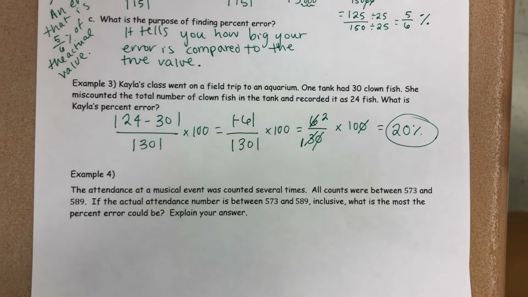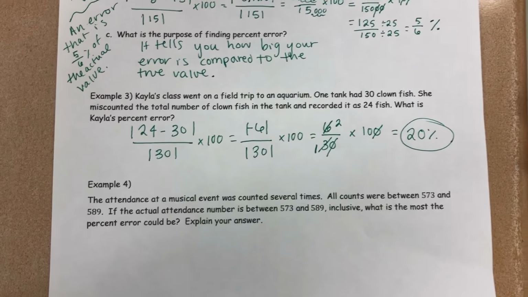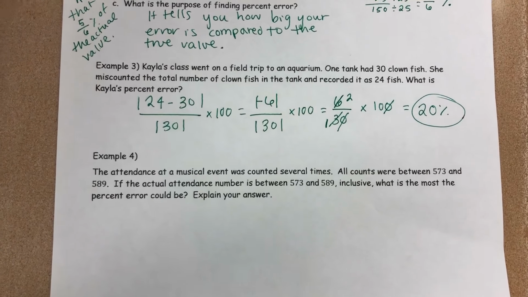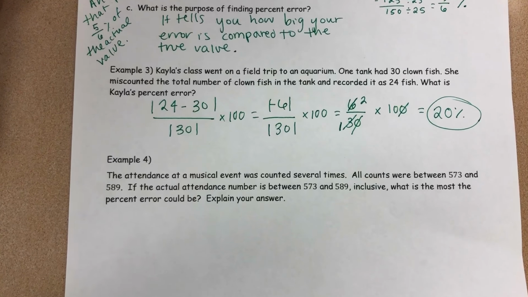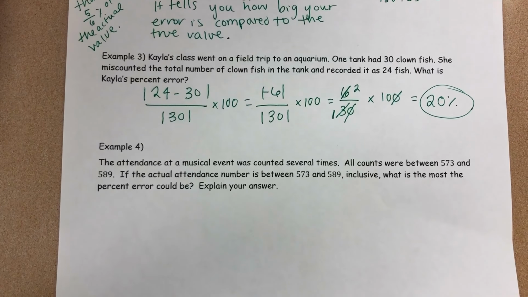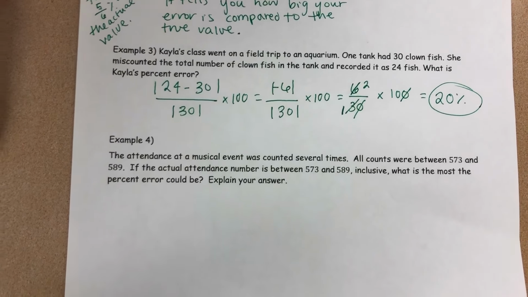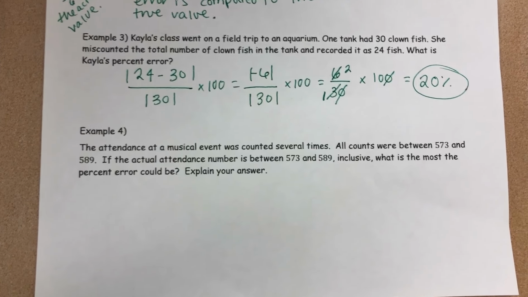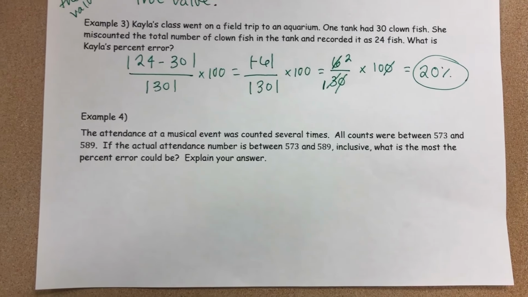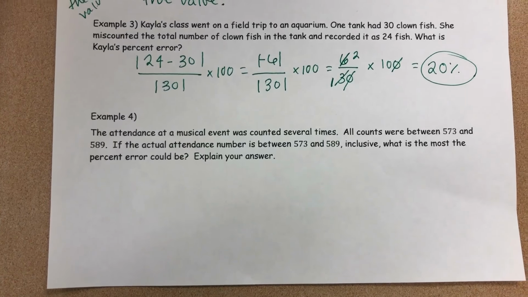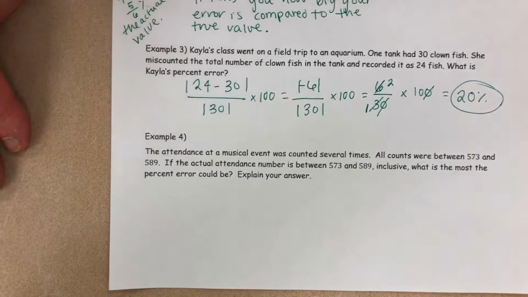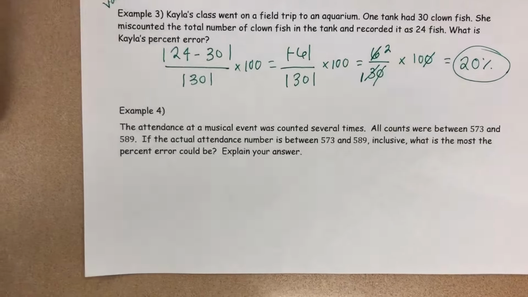All right, last one. The attendance at a musical event was counted several times. All counts were between 573 and 589. If the actual attendance number is between 573 and 589, inclusive, what is the most that the percent error could be? Explain your answer. So this one's a little bit trickier. We have to really think about it.